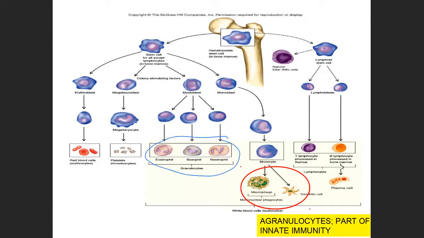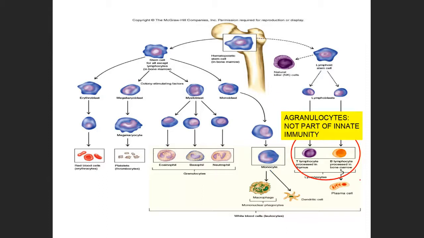So here are the three granulocytic cells. This is the monocyte, which will turn into a macrophage in the tissue. Macrophages are in tissue. Dendritic cells are also tissue cells, whereas monocytes are blood cells, white blood cells. They're both very similar in what they do. The difference would be that dendritic cells do not completely destroy bacteria, whereas the other two do.